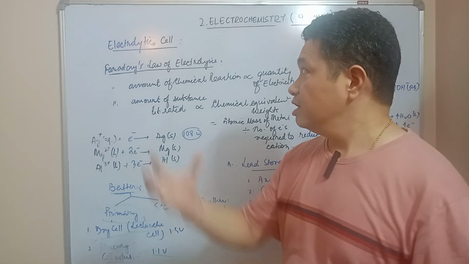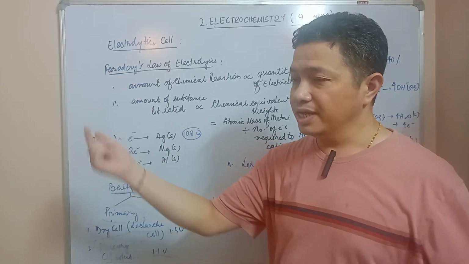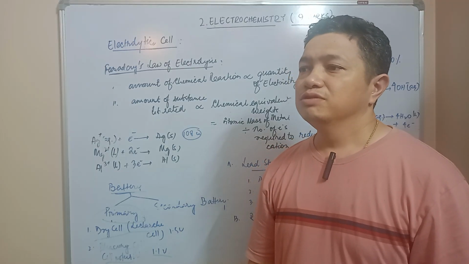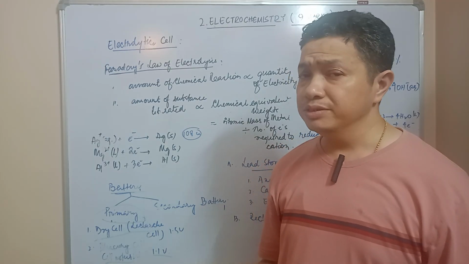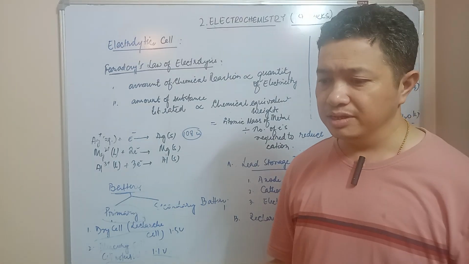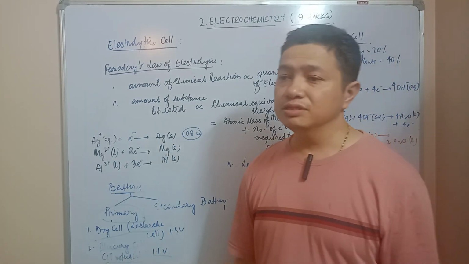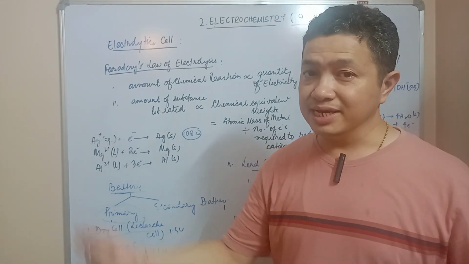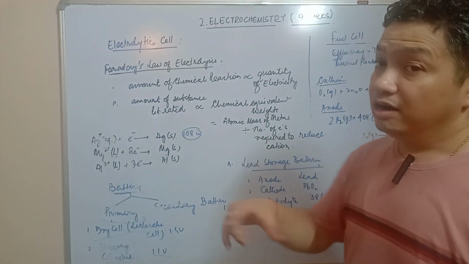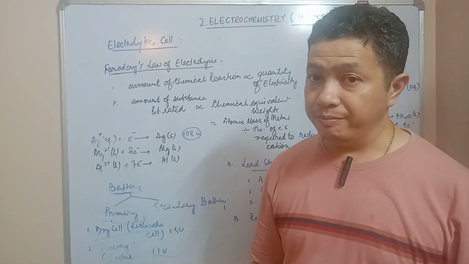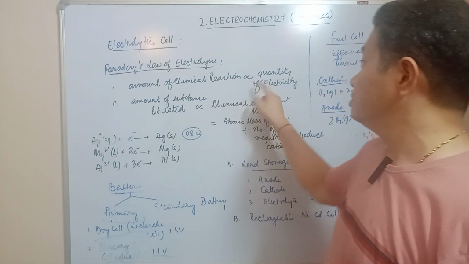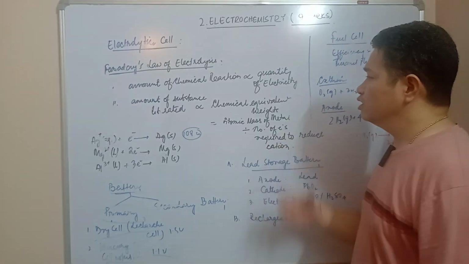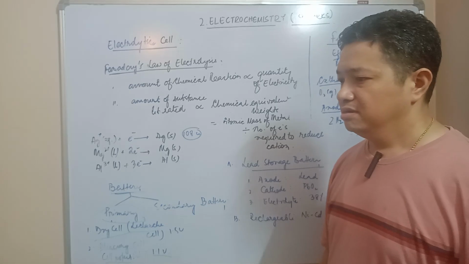Electric energy will be passed through a solution, and a chemical reaction which is not happening on its own, which is not spontaneous, we will make it happen. So a non-spontaneous chemical reaction will be made spontaneous by passing electricity to it. How much chemical reaction will happen depends on the quantity of electricity that you are passing through. And what is meant by the quantity of electricity?